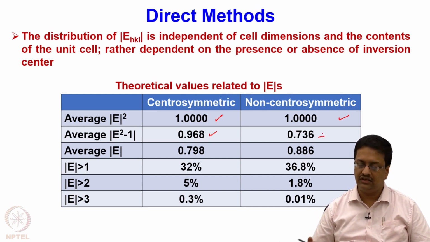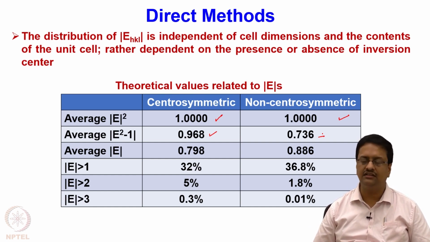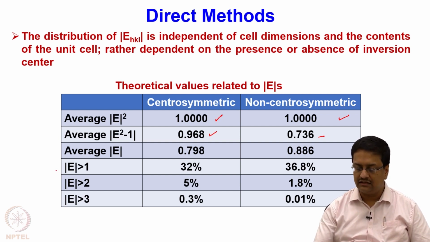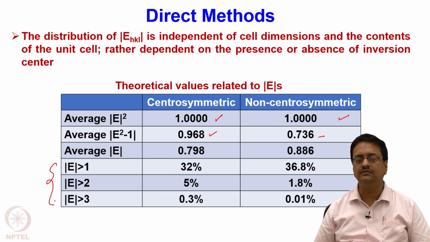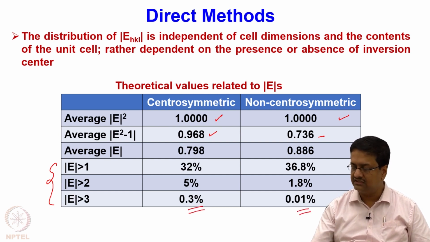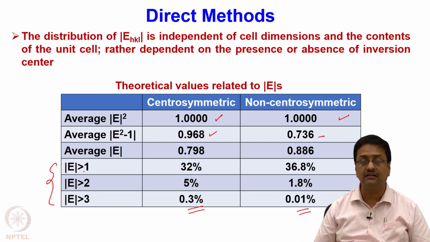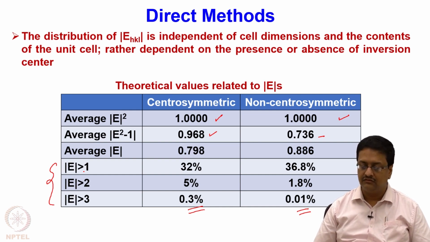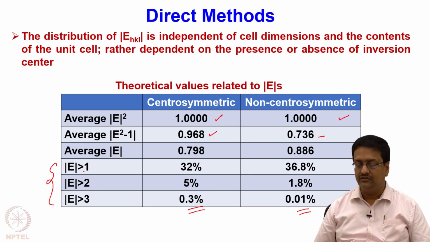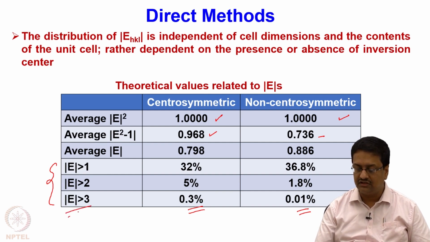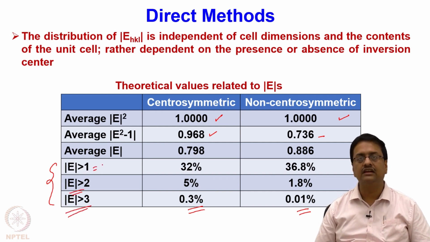So, from real data, when these E square values are calculated, and then the mod of E square minus 1 is determined, the value indicates whether it is a centrosymmetric or non-centrosymmetric structure. There are also indications of how these E values fall rapidly in percentages when mod E is greater than 1, greater than 2 and greater than 3 and so on, which means the stronger reflections are fewer in number, where these reflections are strong and these are the weak reflections.